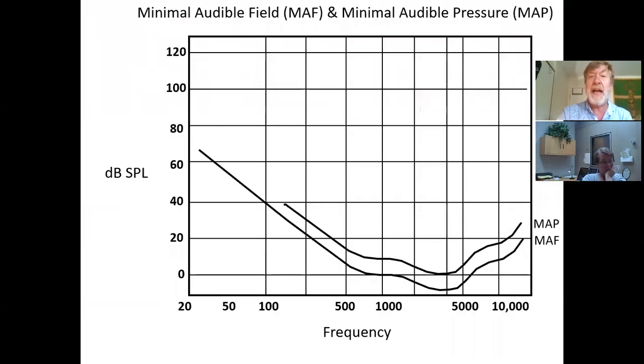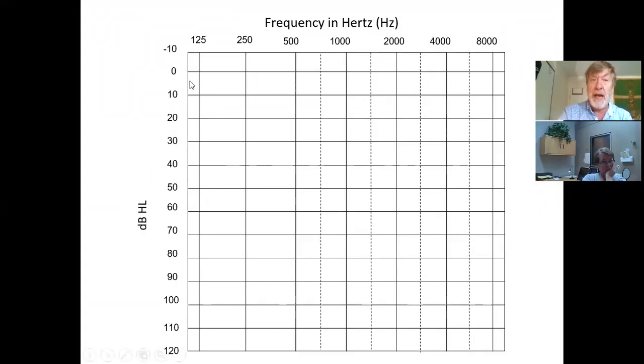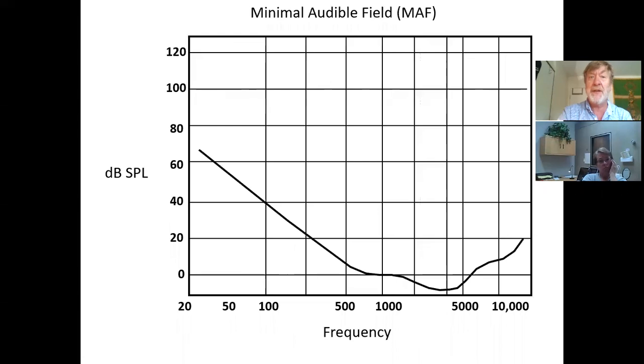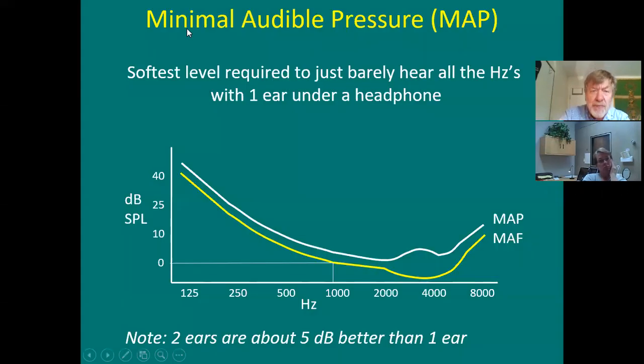So 0 dB HL on an audiogram at 125, look at how it says zero there. In all actuality, it's about 40. These are built into your audiometer. And it's called your audiometric calibration. It has to be done every year. It's the law. You have to pay somebody from a company that calibrates audiometers to come in, and they make sure that 0 dB HL really represents this white curve here.